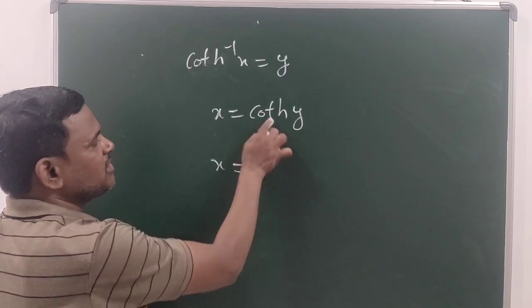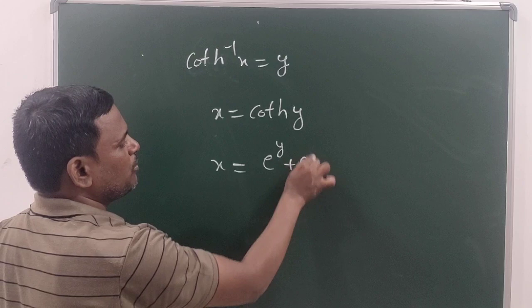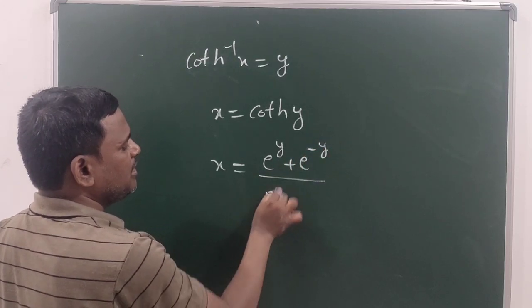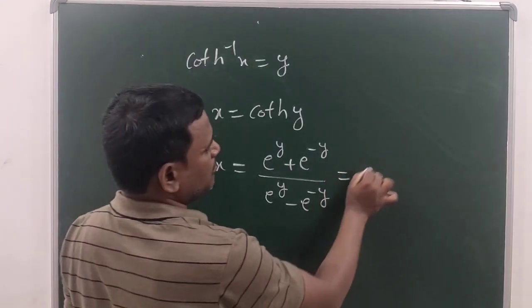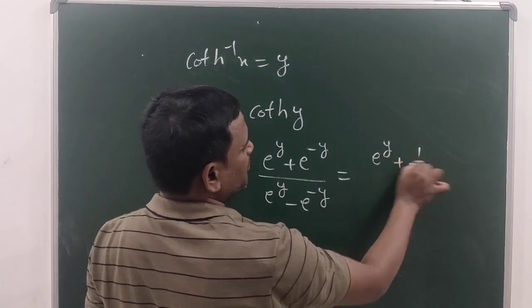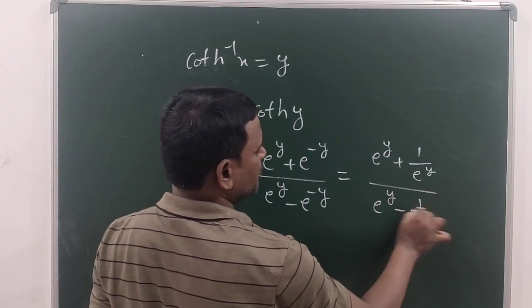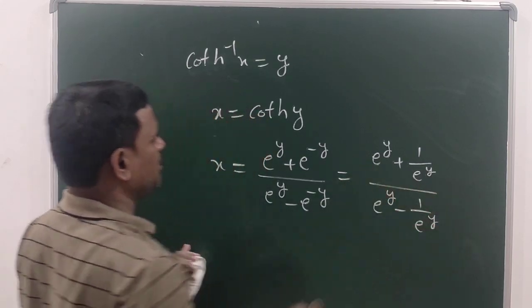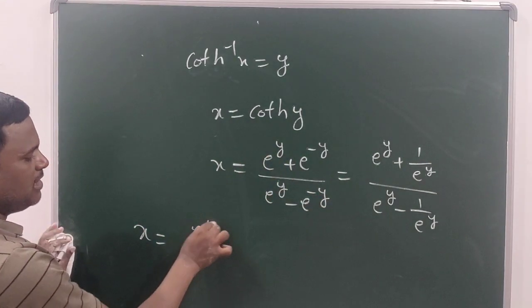Now write the definition of coth y. This is correct. So (e^y + e^-y)/(e^y - e^-y). Now (e^y + 1/e^y)/(e^y - 1/e^y). Now take cross multiplication and go for simplification. What do we get when you take cross multiplication?